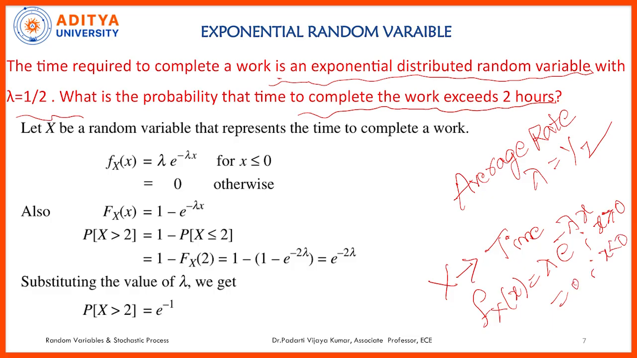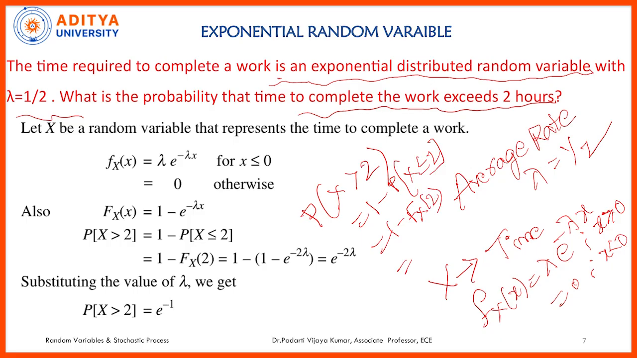After defining the exponential density function, we need to compute the probability that the time required to complete the work exceeds 2 hours. That means probability of X greater than 2. Probability of X greater than 2 can be written as 1 minus probability of X less than or equal to 2. We know that probability of X less than or equal to x is the distribution function. So, 1 minus F_X(2). The distribution function for the exponential random variable is 1 minus e power minus lambda x.